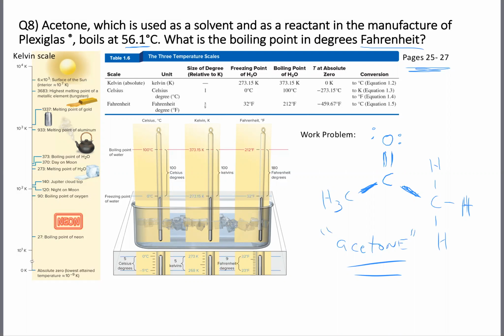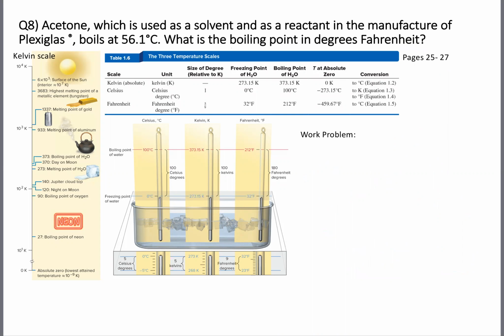So it's CH3 on this end, the same group over here, and then in between, in the middle, we've got a carbon with 2 lines, or a double bond, to the oxygen. And of course, double bonds, as you might expect, are a little bit stronger than a single bond, okay? But that's our acetone. Now this stuff has a boiling point of 56.1 degrees Celsius. That's what we know about it, and we want to convert that to Fahrenheit degrees. That's going to be our ultimate goal here.